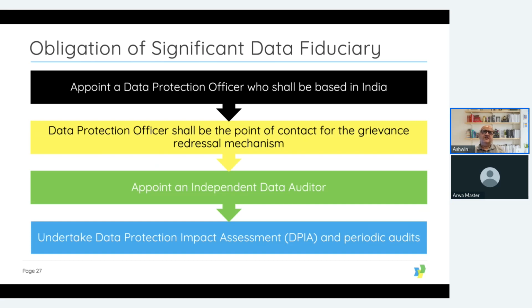A significant data fiduciary will have to appoint a data protection officer who would be based in India. That would be the point of focus for the grievance addressal system. They will need to appoint an independent data auditor. That's important, and that's why certain empaneled firms come into business. I believe that would be somebody from the empaneled firms. They will also need to do a data protection impact assessment, DPIA, and periodic audits, which we will discuss in the later slides also.